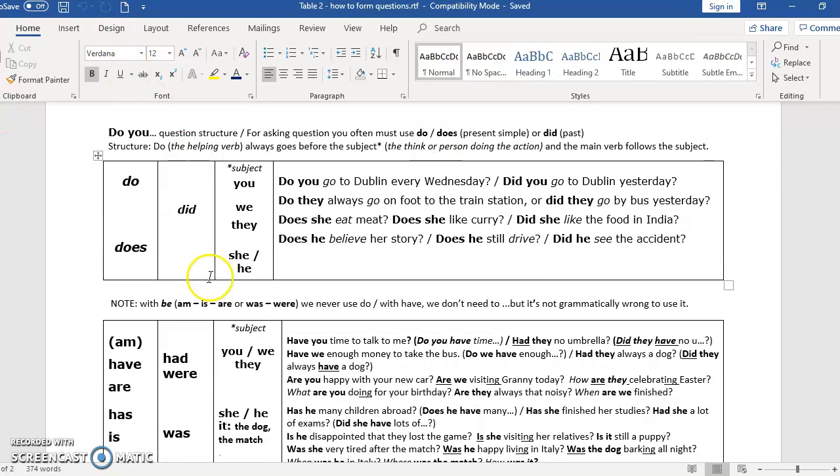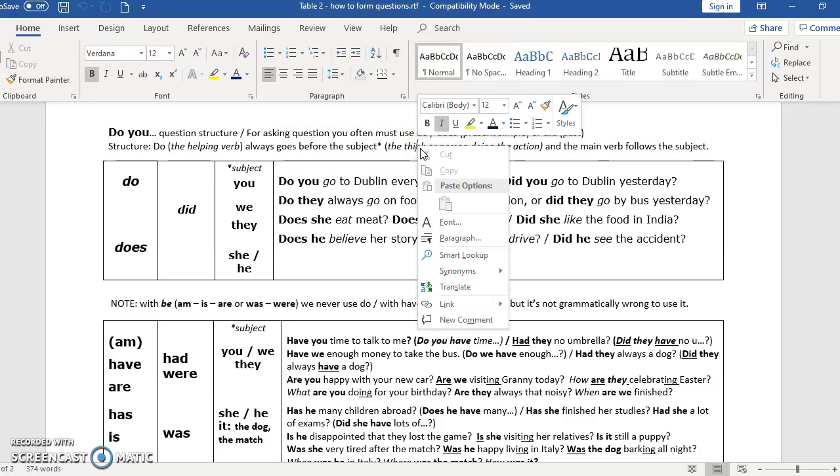Okay, so here is another type of table. The do question structure. For asking questions, you often must use do or does in the present simple or did in the past. Okay, do, here it is the helping word, always goes before the subject.